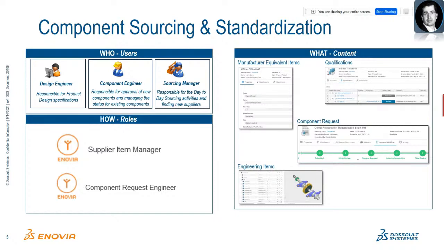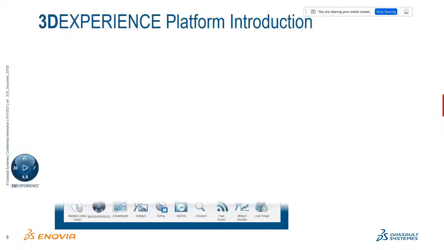So here we start understanding who are the business users, so designers, component engineers, and sourcing managers, which roles have been developed in order to answer the challenges of these users, and what are the different terms that we're going to see today in order to answer these challenges in terms of software. So we're going to use qualifications, component requests, manufacturer equivalent items. All are based on engineering items.